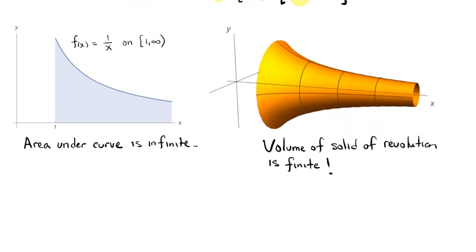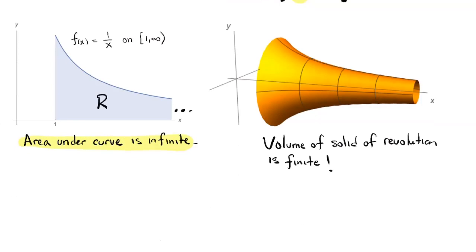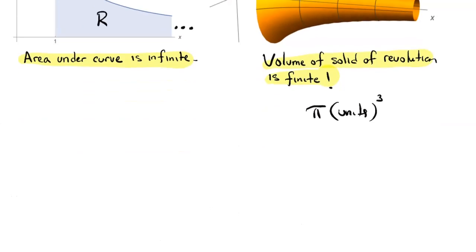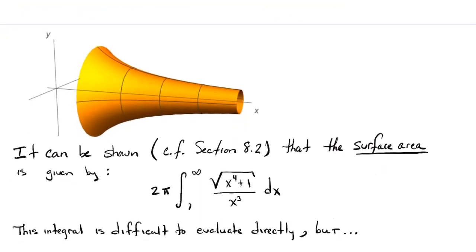The area of the region R is infinite. It's not a finite number. R is an infinite region. Remember, it's unbounded. It continues from 1 all the way out to infinity. But the volume of the solid that it generates is finite. In fact, it has pi cubic units. It's kind of perplexing, paradoxical, interesting thing to think about. But there's even more. It gets even better.